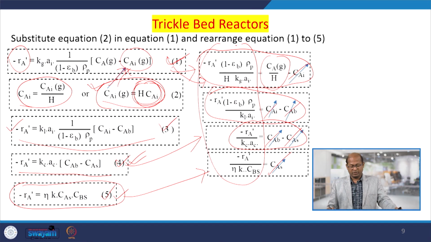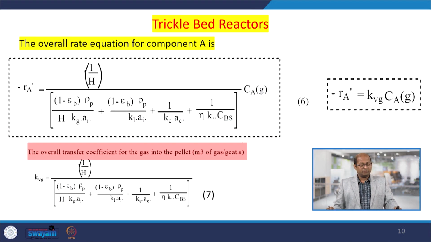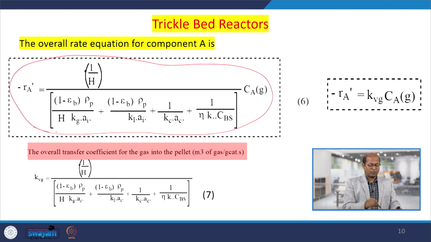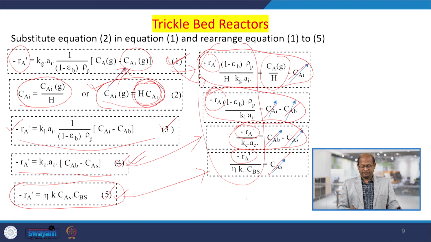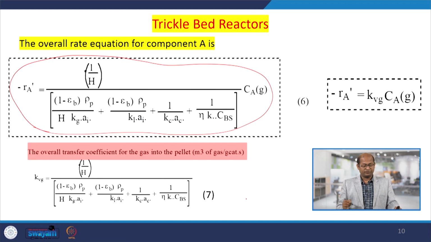Now the rate equations we can write here: minus R_A prime, here also minus R_A prime, here minus R_A prime, here also minus R_A prime is there. If you take these out and simplify the equations, it would be like this. These equations are after summing up, adding equation 1 to 5. So then minus R_A prime equals 1 by H and some constant into C_AG. C_AG is the gas phase concentration of component A.